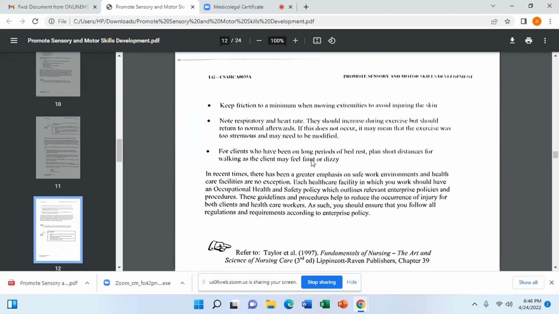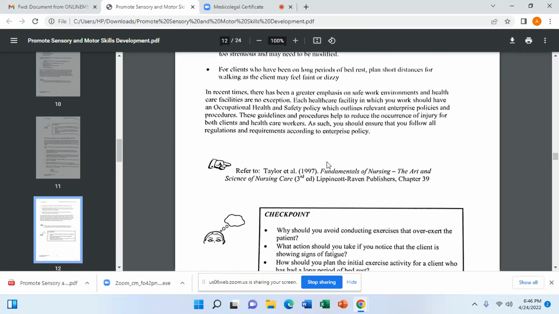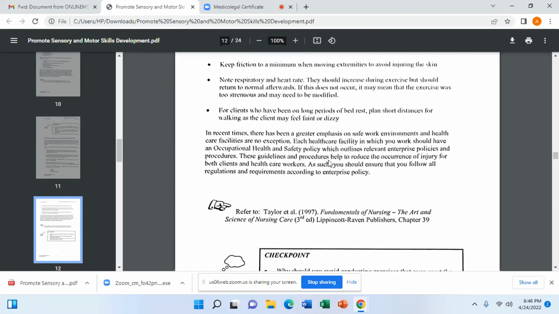And for clients who have been on long periods of bed rest, plan short distances for walks as the patient may feel faint or dizzy. So because they're in the bed for so long, their balance is changed. So you can't have them walking for too long or standing up for too long because they might faint.